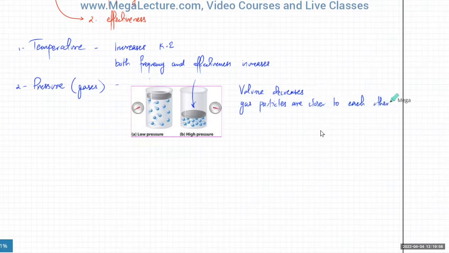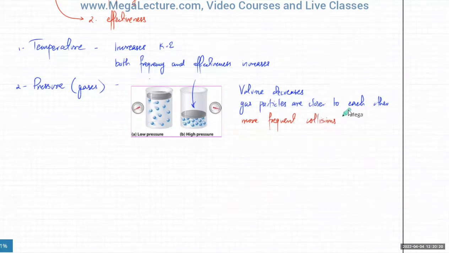And because of that, if they're closer to each other, there'll be more frequent collisions only. So the effectiveness does not increase. The particles are not energetic. The energy is not increasing, so they just bump into each other more frequently. So you get more frequent collisions, and the overall effectiveness remains exactly the same.